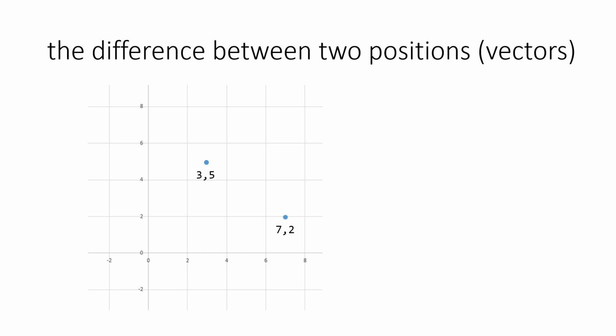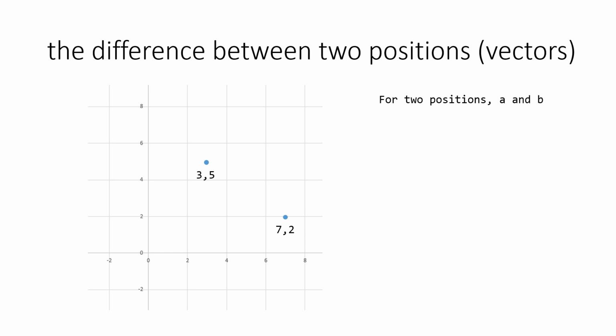Here are two positions in the xy plane. They're also vectors. They're displacements from the origin. And you can think of subtraction as adding to one vector the inverse of another and get the same results that I'm going to talk about. But here we'll just look at these as xy positions.